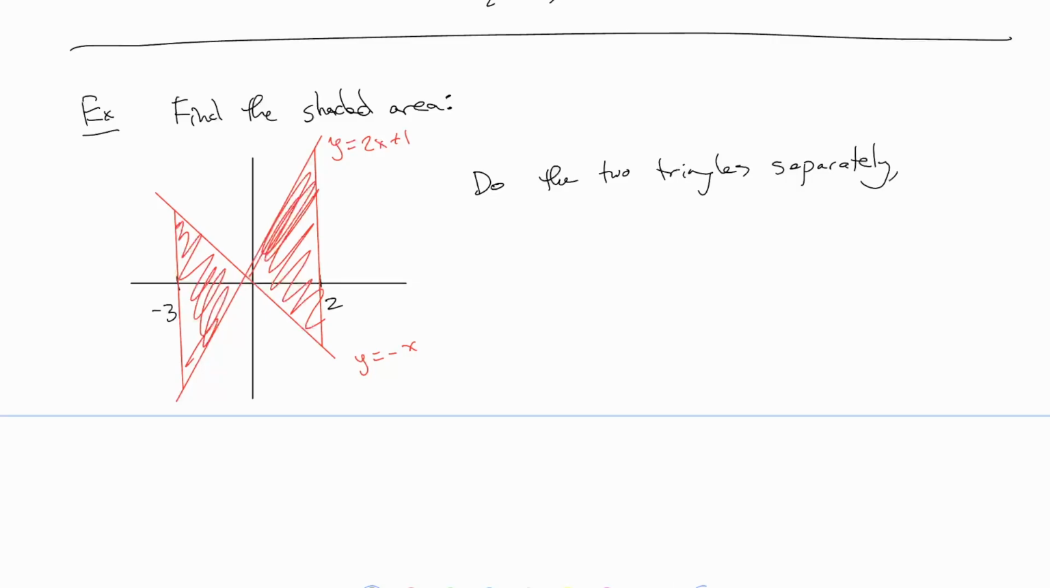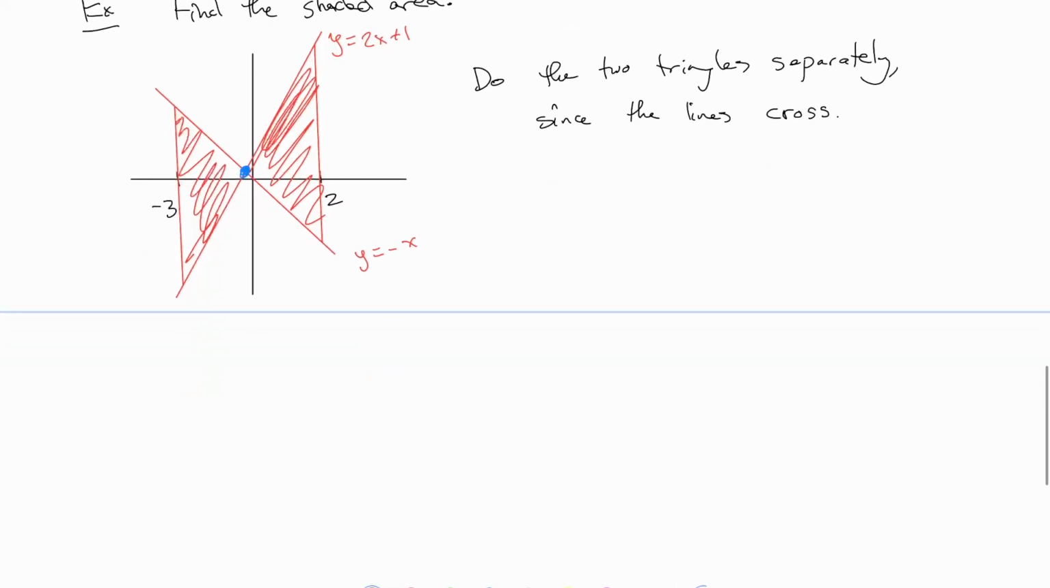The reason we have to do that in this case is that the lines cross, which means there isn't one that's always the bigger and one that's always the smaller, because it changes in the middle there. So we're going to do the two triangles separately because the lines cross, and we better figure out where the lines cross, like that point right there. It's actually not at the origin. It's kind of close to the origin on my picture, but I didn't mean for it to look like it is at the origin. So let's find the crossing point.